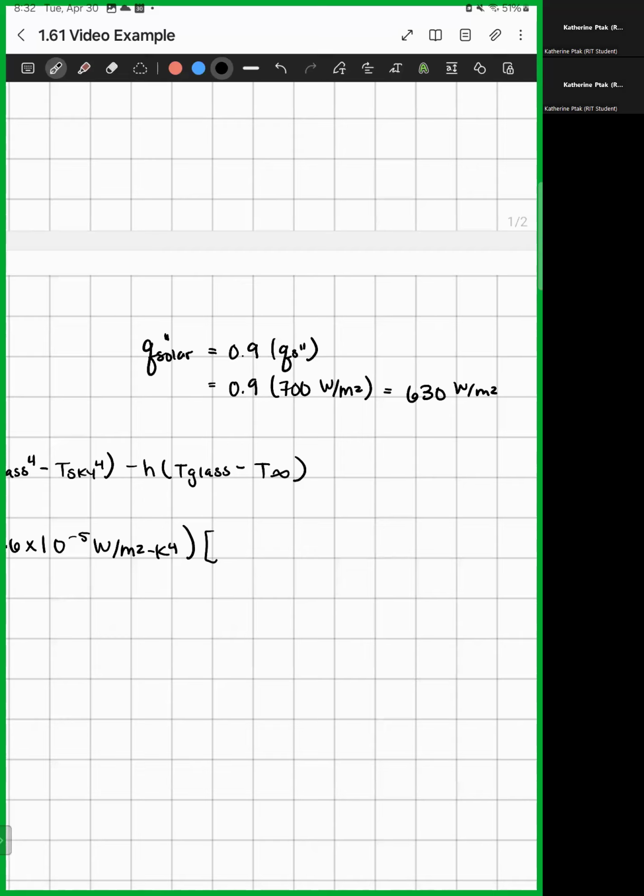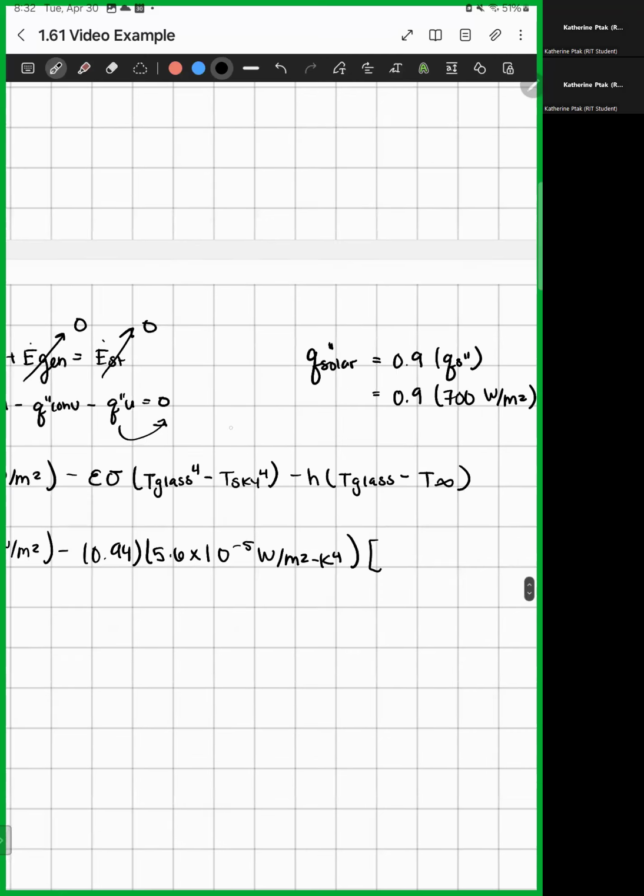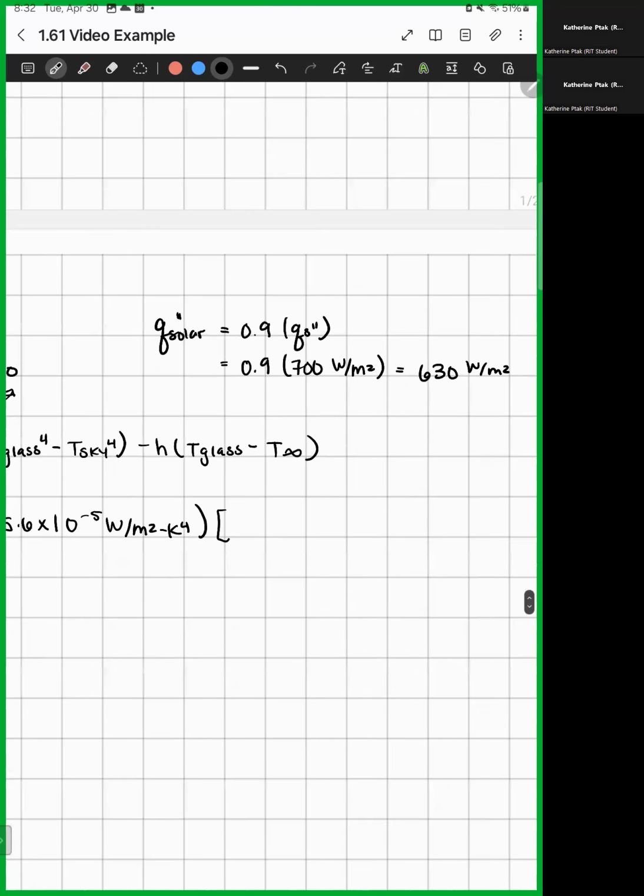With the T glass minus T infinity here in the convection, we don't need to convert to Kelvin because the difference in Kelvin and the difference in Celsius is the same. But because here we have this T to the fourth, you have to convert it to Kelvin to get the proper calculations. So that is 303 Kelvin to the fourth minus 263 Kelvin to the fourth.